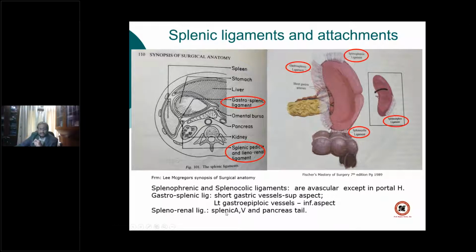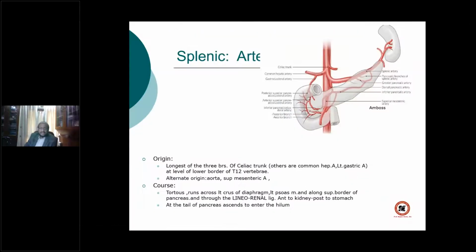The splenorenal ligament, I told you, is important. Why? Because it has the splenic artery, the vein, and it has the tail of the pancreas. So all these vessels and the tail of the pancreas are all in the splenorenal ligament. So remember, these are the 4 ligaments and 2 attachments that you have to remember.